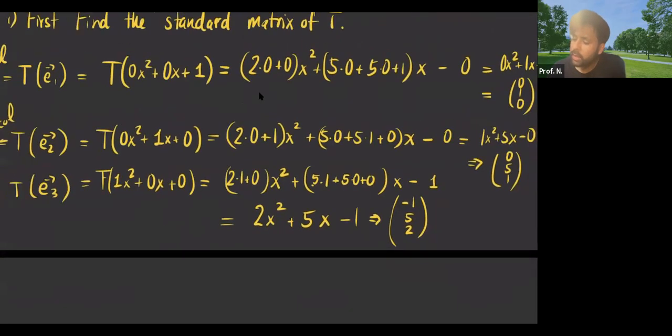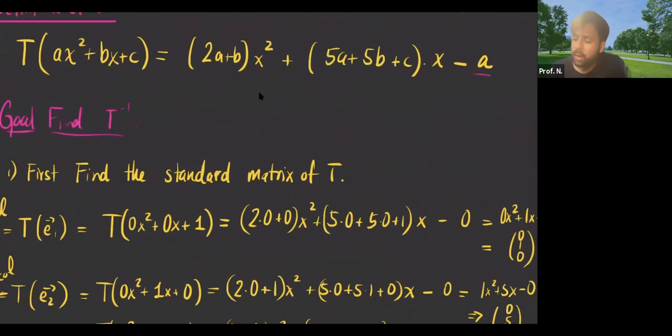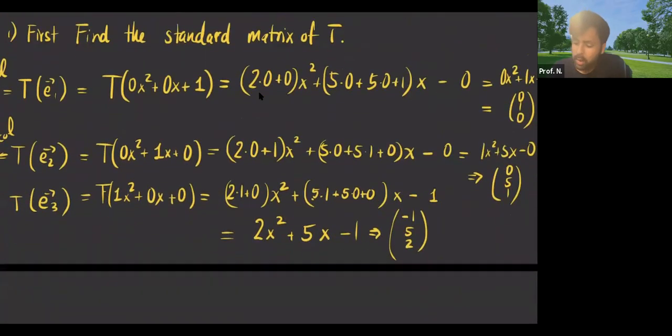Shouldn't there be a 1 at the end? No, the 1 at the end is the a value. Remember, it's the a value. The a value is associated with the x squared. So the a value here is 1. The b value here is 0, and the c value here is 0. That's why when you plug it in, you get -1 at the end.